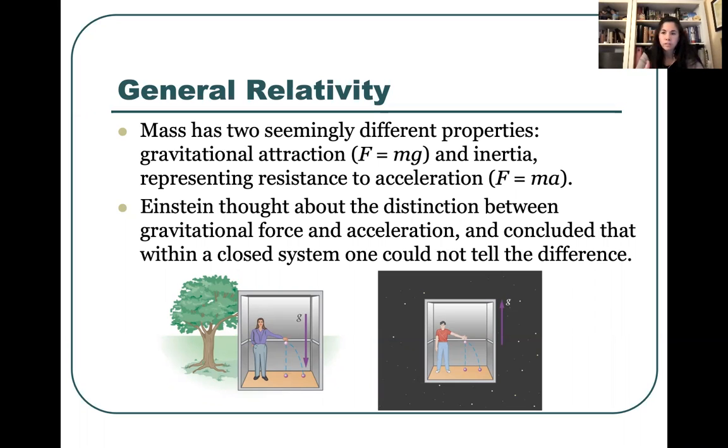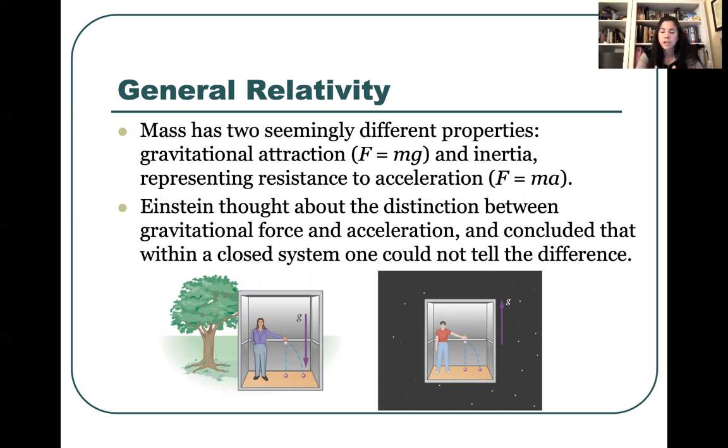He thought about it this way: if you are in a closed system, would you be able to tell the difference? If you're experiencing a force, is it because you're in a gravitational field, or because you're accelerating? If you think about an object in free fall, we saw that we can calculate the weight, and the force acting on it is mg, which essentially means that g is its acceleration.